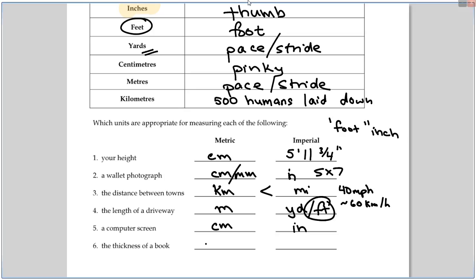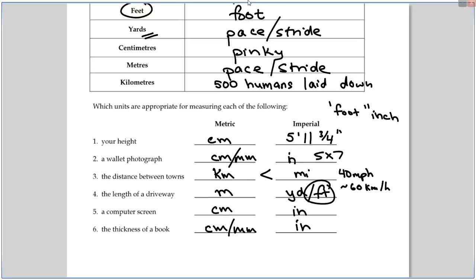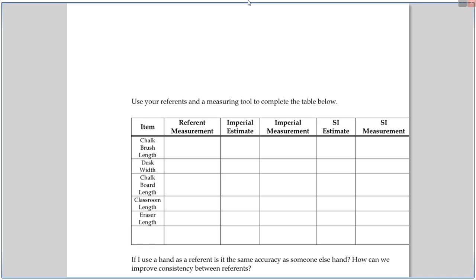Thickness of a book, well it depends on the book, but centimeter, millimeter, and the lowest you can get for imperial is inch, so that's it. Let's go to the next page.